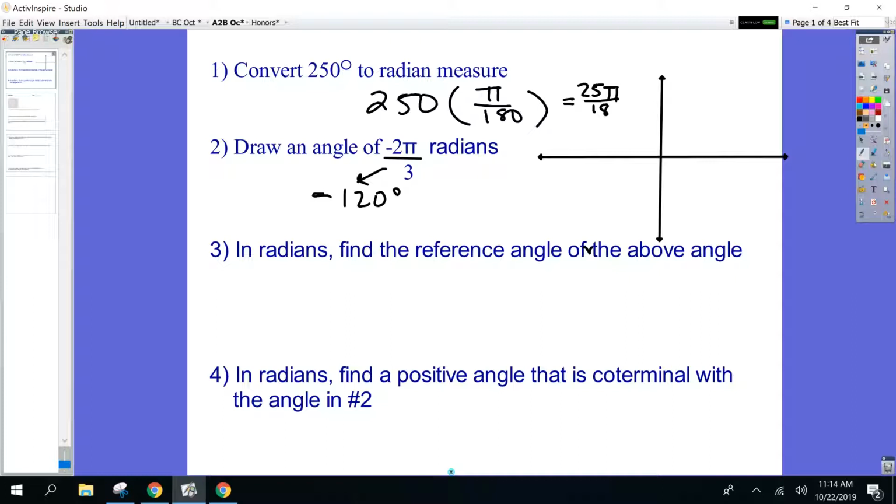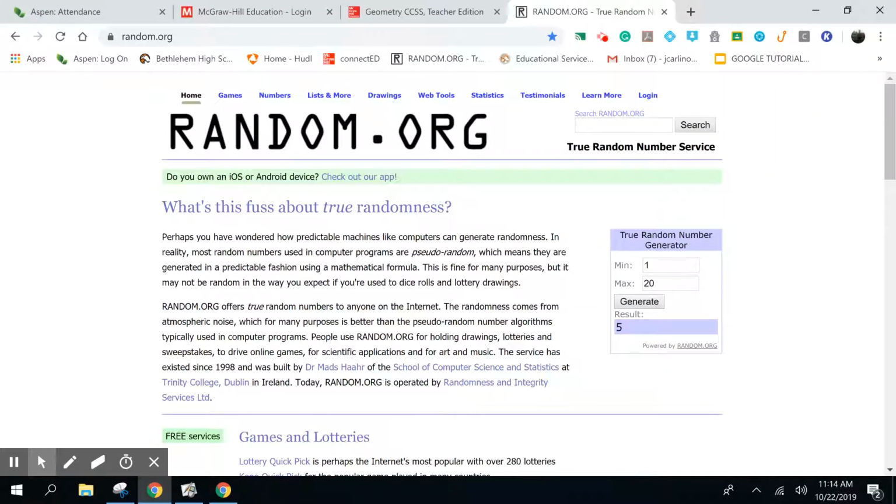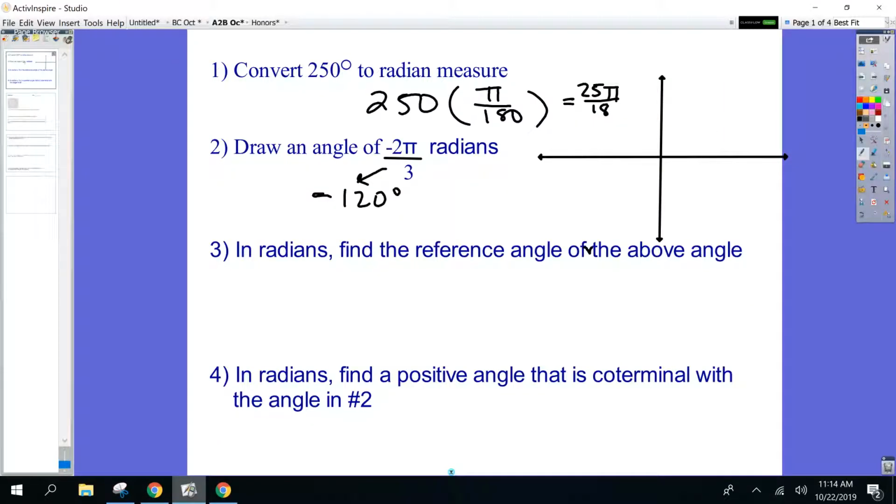Got it? Negative 120. What quadrant am I in? Quadrant 3, because I go negative 90, negative 180, negative 270. Got it. So my initial side is always on the x-axis.